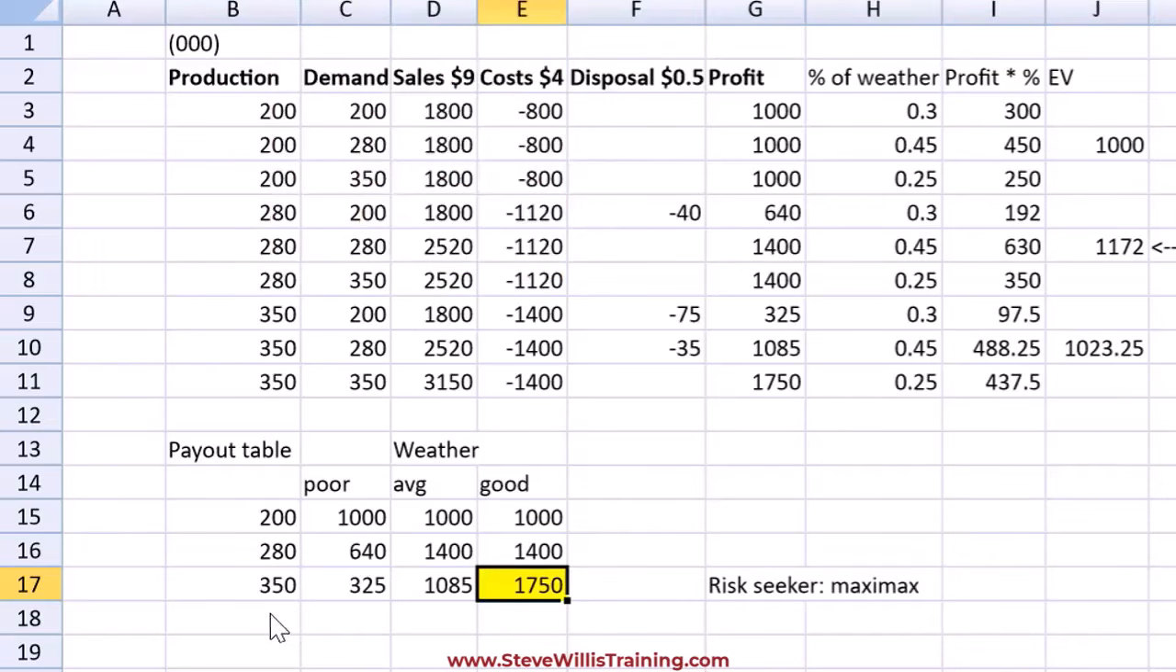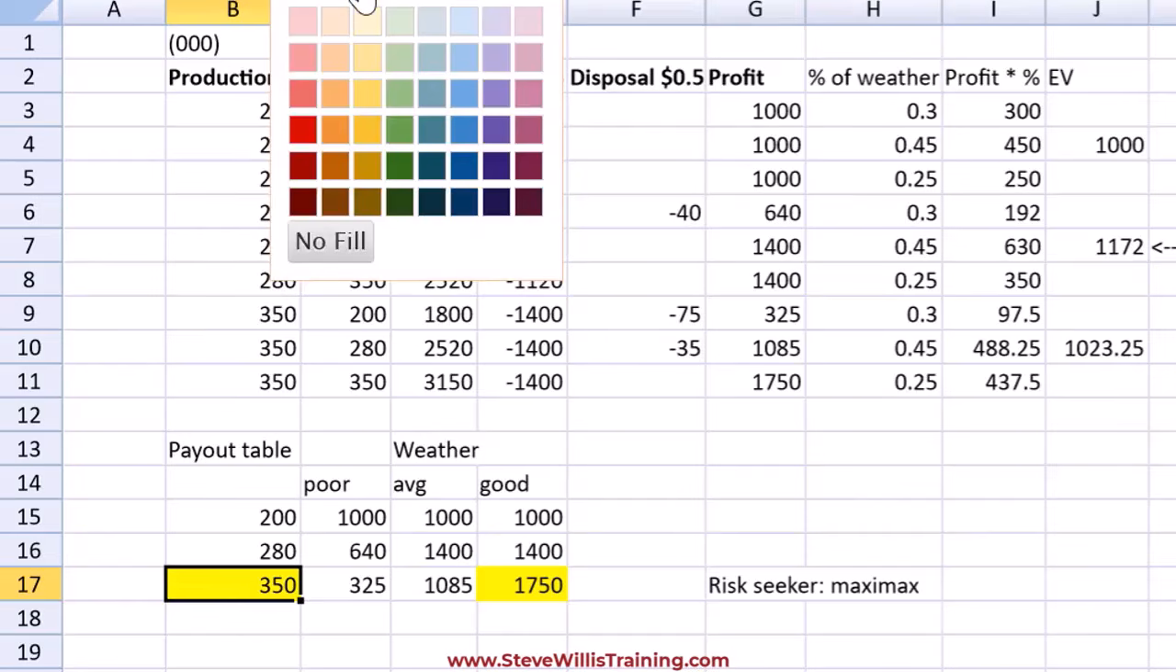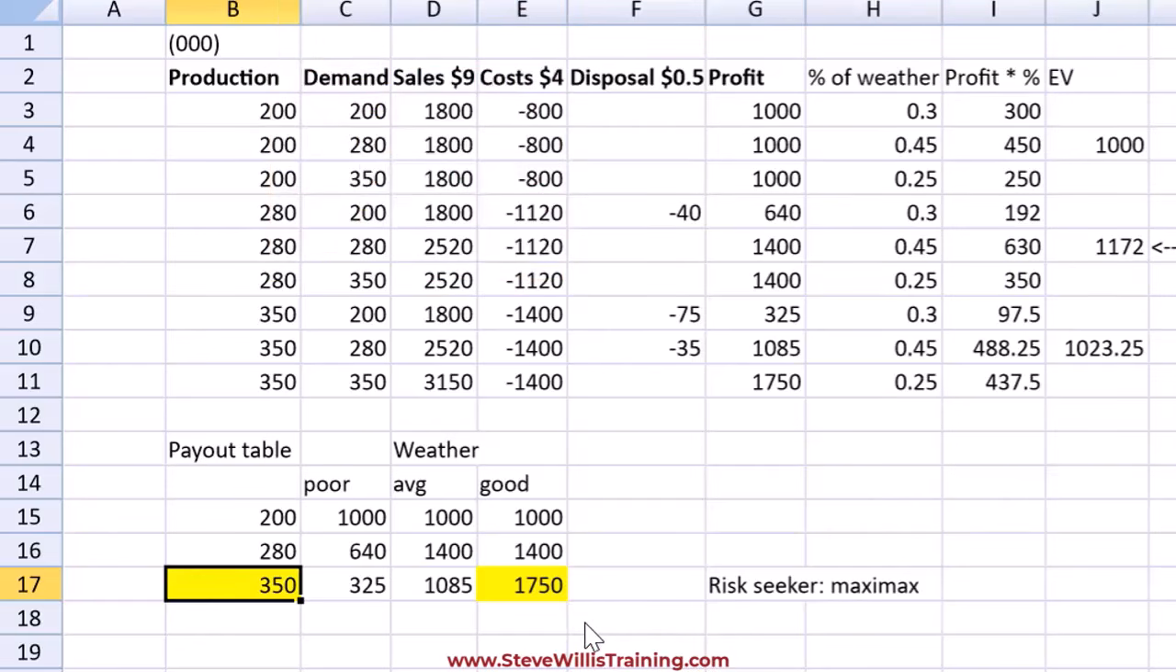I'm going to flag that yellow. There would be no marks for this. You don't have to get into this in the exam. This is only for our teaching point of view here, okay? So the risk seeker would choose the 350 production volume in order to maximize their maximum profit.